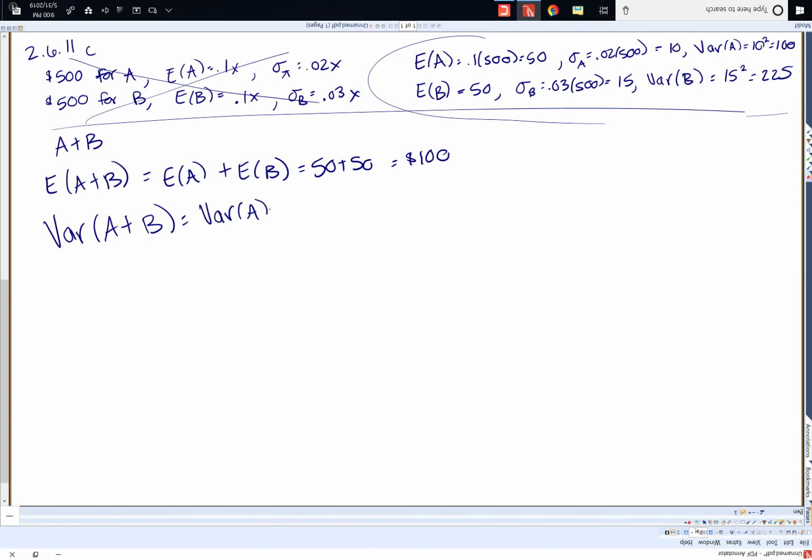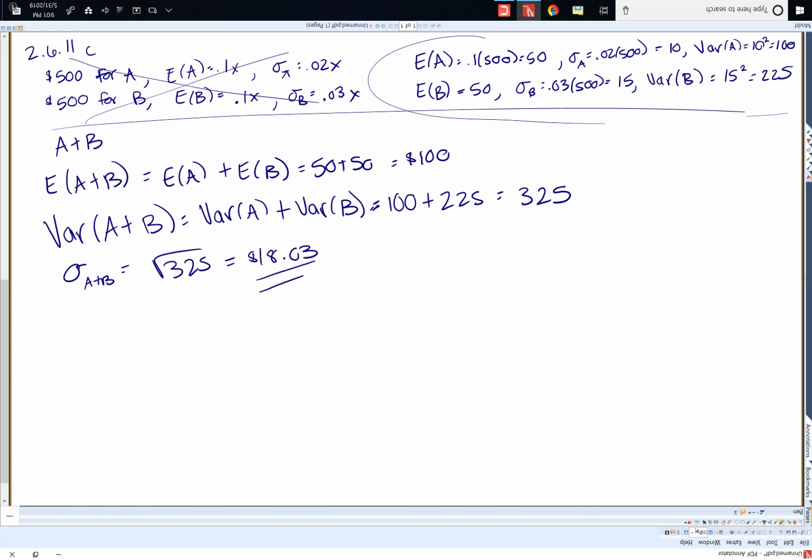So the variance of A plus the variance of B. So the variance of A we found was 100. And the variance of B is 225, so total that makes 325. Now you can find the standard deviation of the total, which would just be the square root of your variance. So square root of 325 gives me $18.03. So that's your standard deviation.